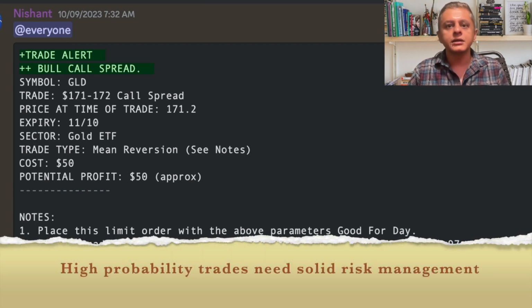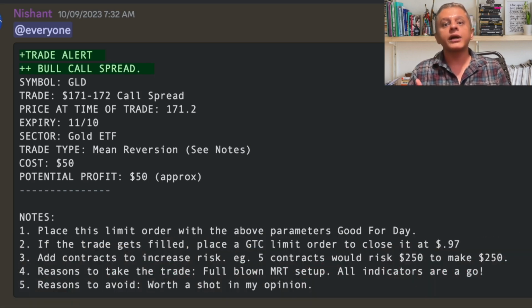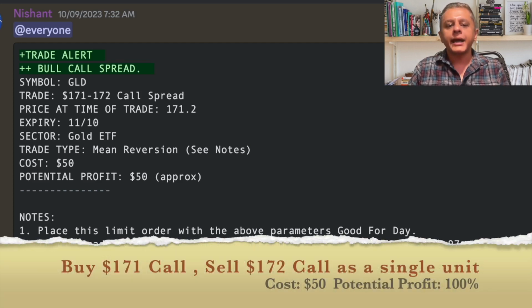So you need a solid trade management plan in place for you to be successful with that. But anyway, I prefer debit spreads because they double my money, they grow my account really fast once I get a winning streak. And the structure that I'm showing you here is a 171, 172 call spread. All that means is I am buying a 171 call in GLD and I'm selling a 172 call at the same time. That constructs my vertical spread.